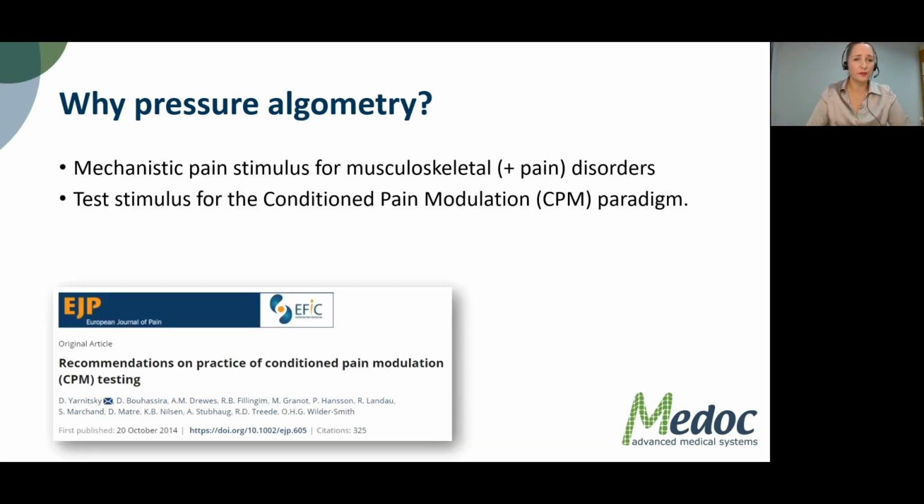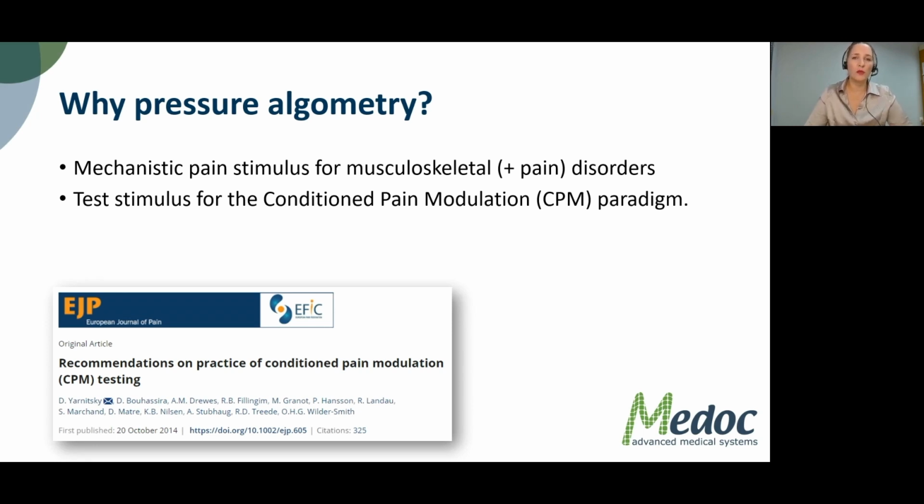Another aspect, or another reason to use pressure algometry is to use it as a test stimulus for the conditioned pain modulation paradigm. And for those who are not very much familiar with conditioned pain modulation, CPM, this is a measure of descending pain inhibition.